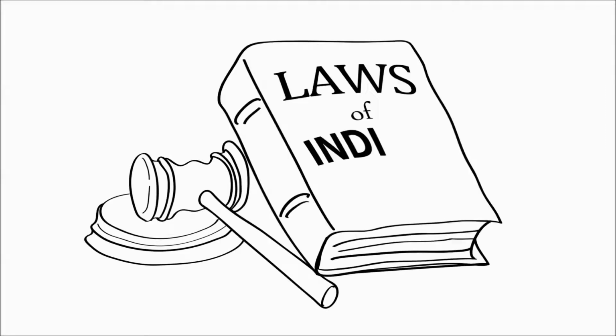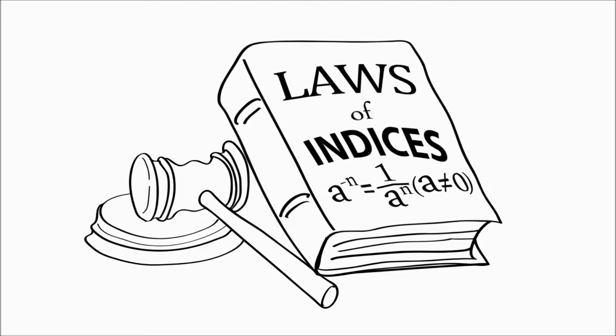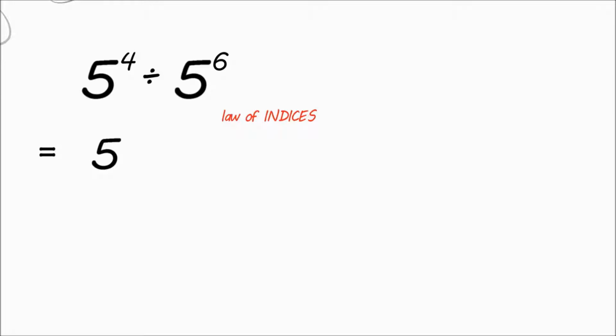In this video, we will learn about this law of indices. Let's look at this expression, 5 to the power 4 divided by 5 to the power of 6. Based on the law of indices, it is equal to 5 to the power of 4 minus 6, which can be simplified to 5 to the power of negative 2.